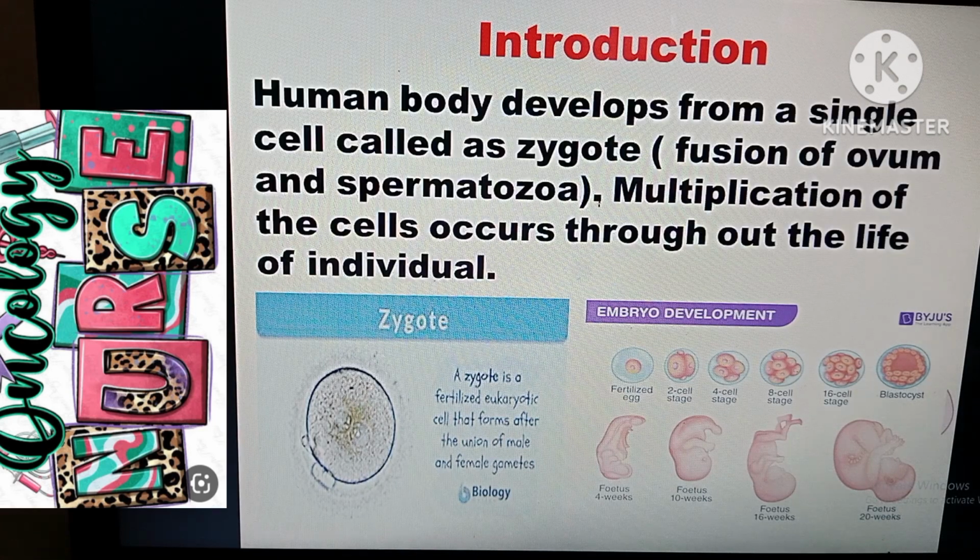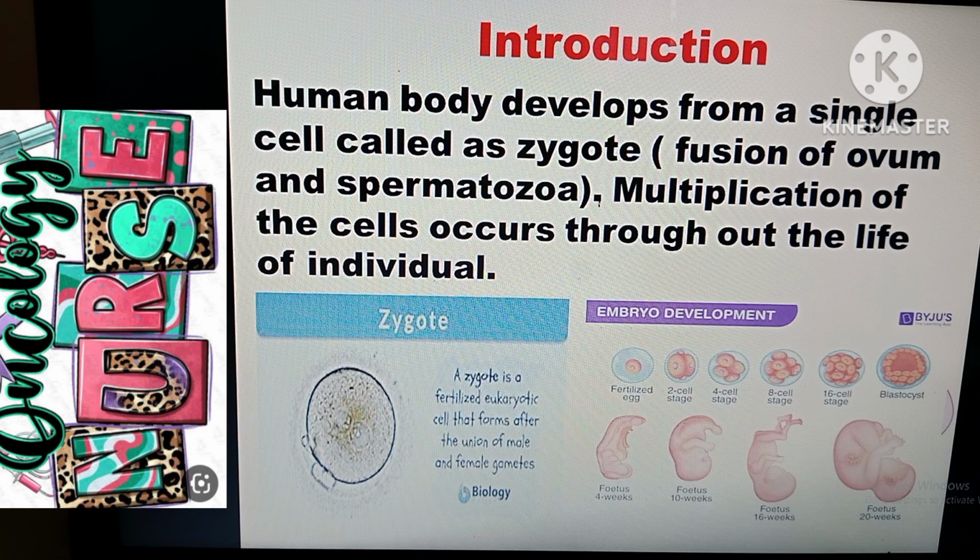Now our human body develops from a single cell called the zygote. This you will learn in third year under OBG. Fusion of ovum and spermatozoa forms the zygote. Ovum from a female and spermatozoa from a male. From there, the development of the baby fetus takes place. Multiplication of cells occurs throughout the lifespan of the individual. This is a normal mechanism. Our body is made of millions of cells and each cell will multiply throughout the lifespan.